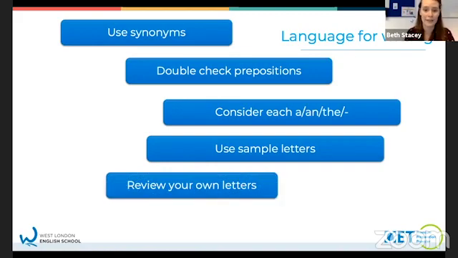Review your own letters. As I was saying, any letters you have, go through them and see if you can change something, cross it out and write something better. Always be improving yourself.